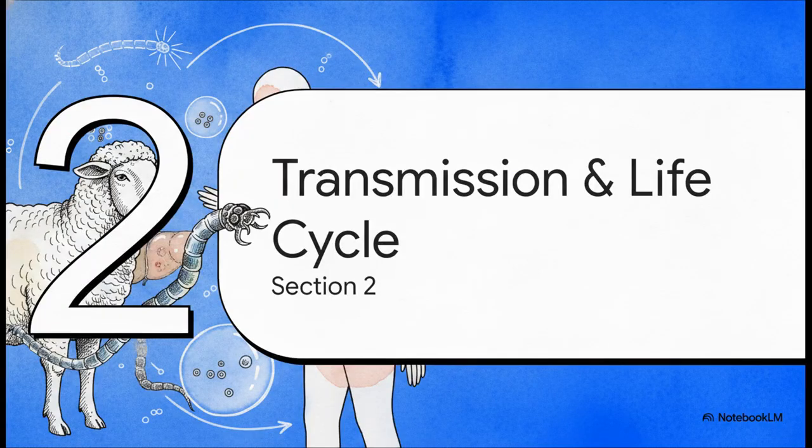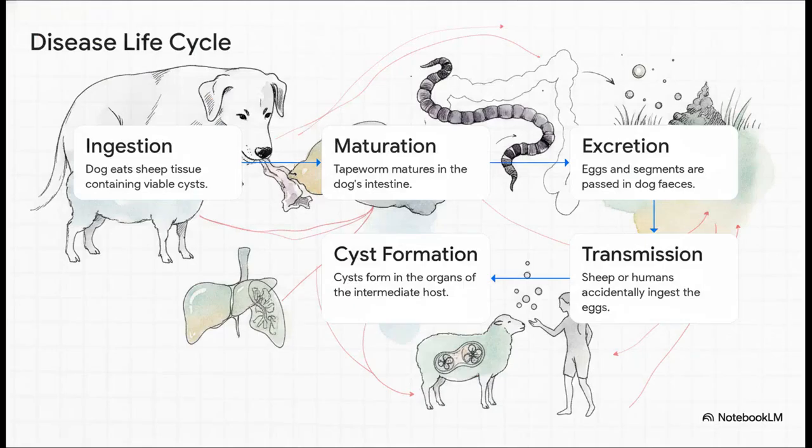Section 2, Transmission and Life Cycle. For your Unit 19894 assessment, you have got to memorize this life cycle. It's a two-host system. Dogs are what we call the definitive host, meaning that's where the adult tapeworm actually lives and matures. Sheep, and unfortunately, accidentally humans, are the intermediate hosts. We don't get the adult worm in our gut. Instead, we're the ones who develop those dangerous fluid-filled cysts in our internal organs after swallowing the eggs. So, dog eats infected sheep tissue, the worm matures in the dog, the dog poops out the eggs, a sheep or human accidentally eats the eggs, and boom, cysts start forming.